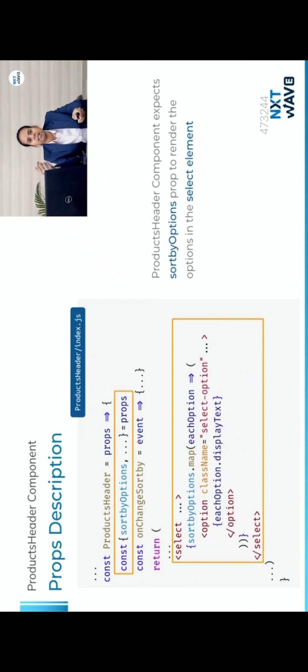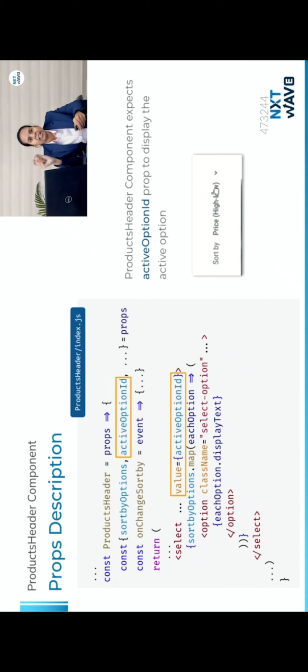Now let's understand the next prop. The next prop is active option ID. This contains the currently selected drop-down option. Whichever option needs to be currently selected will be passed as a prop to the products header component. Let's say currently we have to select low to high. That will be sent as a prop. Based on that, you can see that for the select element, we are setting the value as active option ID. So the first prop contains a list of options that need to be displayed, and the second prop contains the drop-down option that needs to be selected.